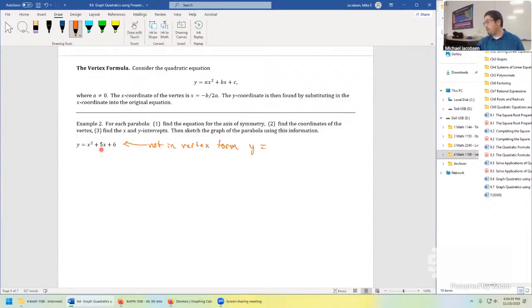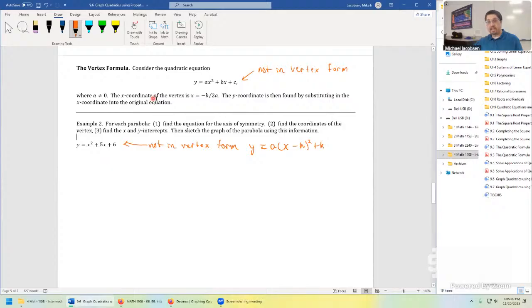Where vertex form is y equals a(x minus h) squared plus k. And so it's a little bit scrambled where the actual vertex is, but that's where the good old vertex formula comes into play. It says if you have this quadratic function, y equals ax squared plus bx plus c, notice again, this is also not in vertex form, then it's not too bad to still get the vertex.